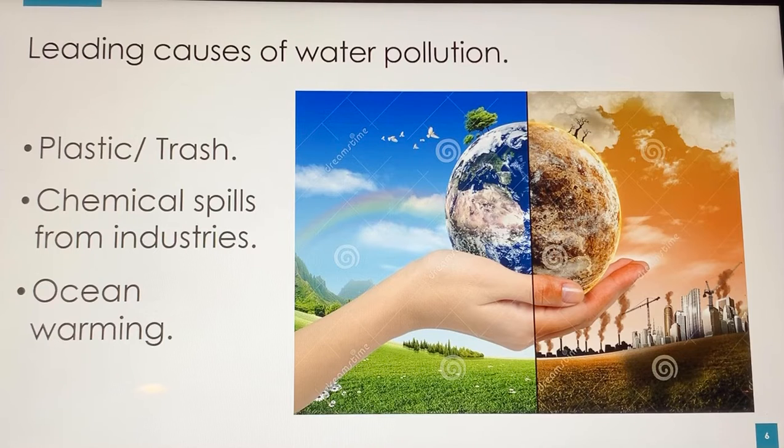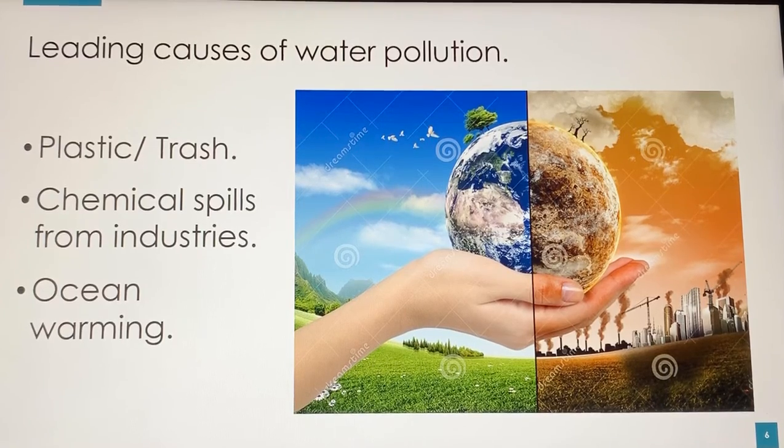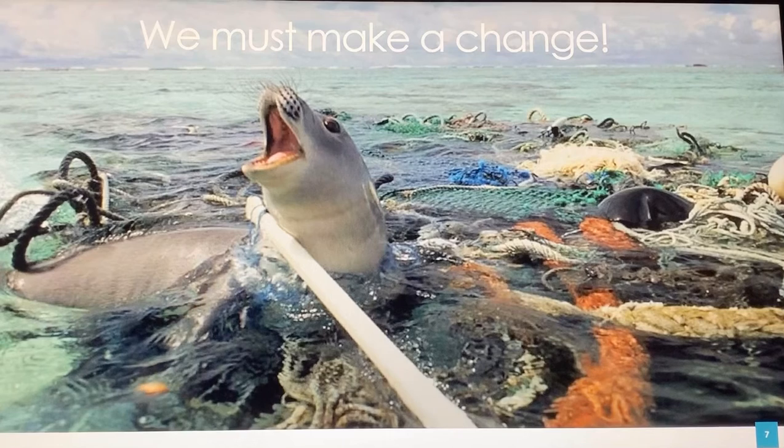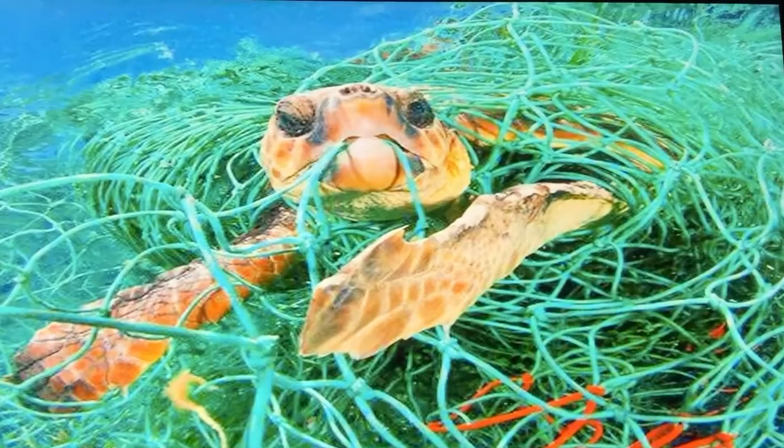Leading causes of water pollution. Plastic and trash. An estimated 14 billion pounds of trash is dumped in the world's ocean every single year. Fish, seabirds, sea turtles, and marine mammals get entangled by nets that get thrown out, and they digest plastic debris, causing them to starve, suffocate, and even drown.